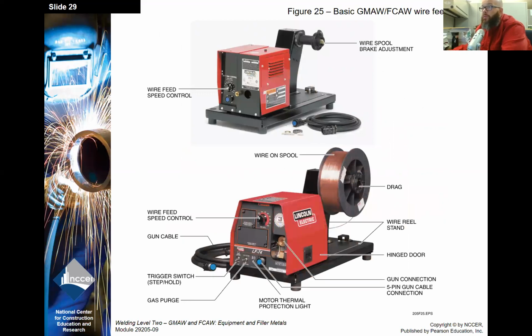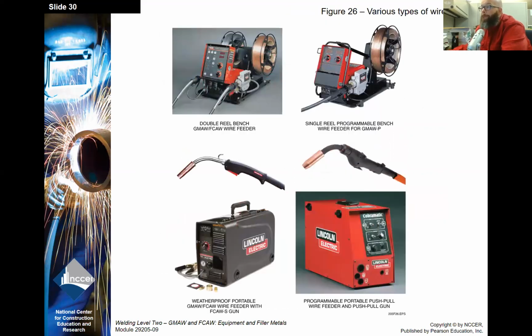Here's an example of a couple different wire feeders. A few more double wire feeders where you could have a machine set up for two different wires, two different processes at the same time. There's also some portables there on the bottom. And then the Cobramatic there on the bottom right, that's used for welding aluminum. The gun itself actually has a small drive roller that helps to pull the aluminum wire through the machine, through the gun.